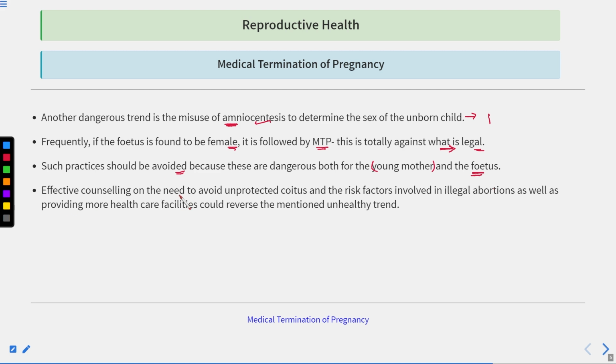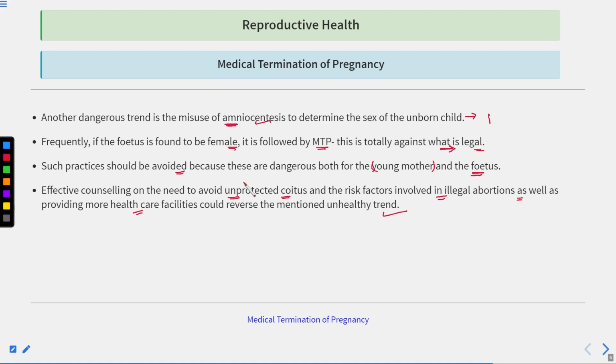Now, effective counseling on the need to avoid unprotected coitus and risk factors involved in the illegal abortions, as well as providing more healthcare facilities, could reverse the mentioned unhealthy trend. So effective counseling of the couples should be done. Sex education should be given in the schools also. Teachers, parents, relatives, friends, they should spread the awareness. They should spread the information regarding sex-related issues, reproduction-related issues. Okay?